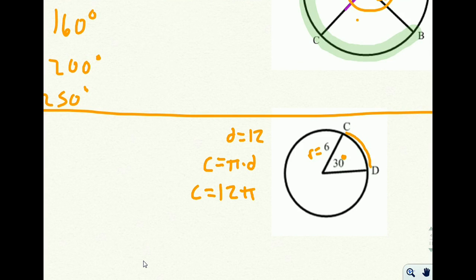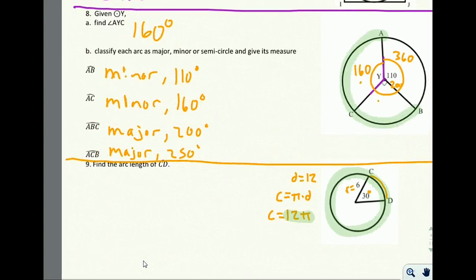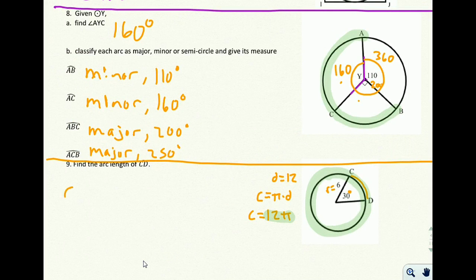Now we want to figure out the arc length. So take our 12 pi, which is the total distance around. That 12 pi refers to the total distance around. Both of those are highlighted there. For our arc length, the arc is equal to our circumference, 12 pi, times whatever fraction of the circle we actually have. So we only have 30 degrees of the 360.